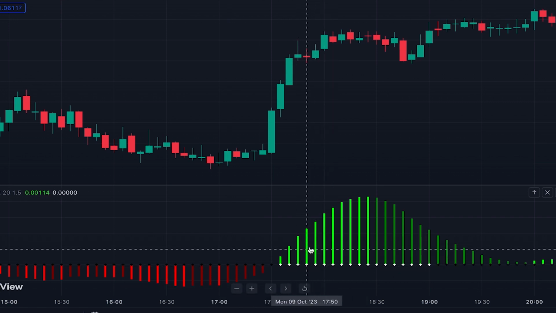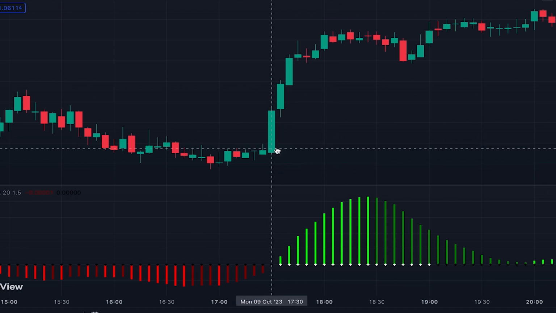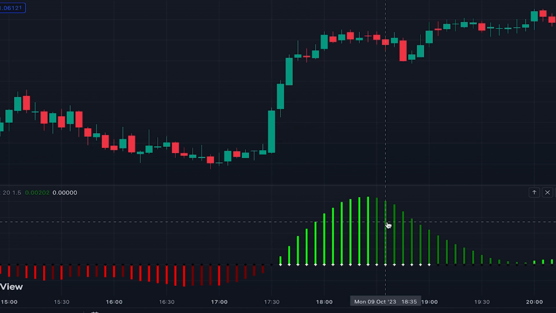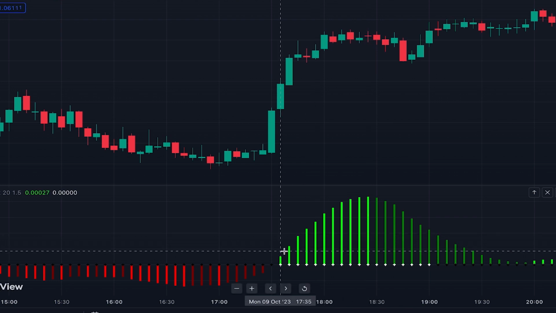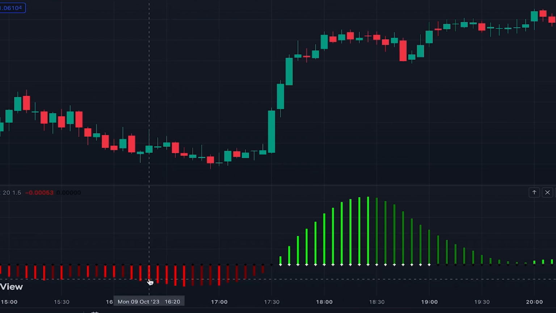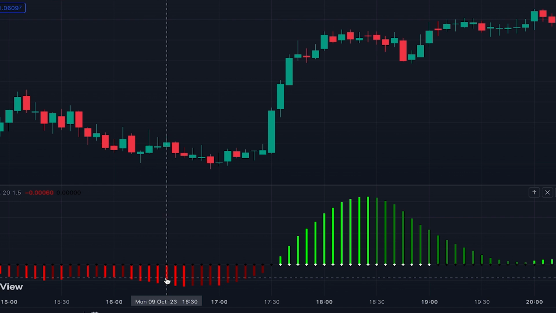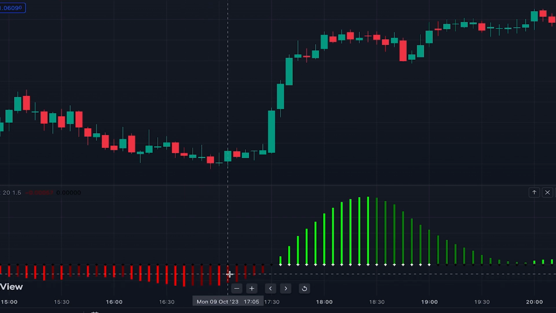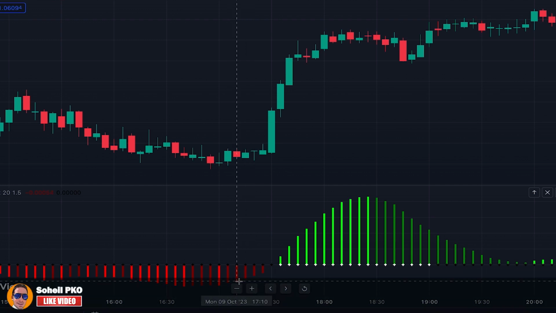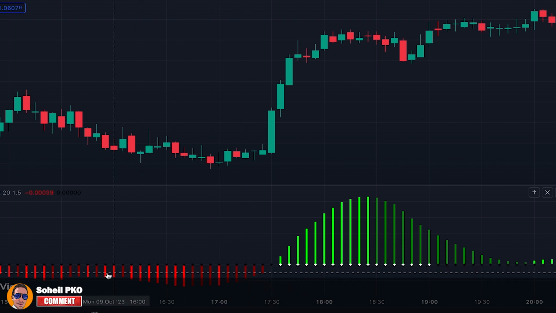When the histogram is light green, it shows the upside momentum is increasing. And when it becomes dark green, it shows the upside momentum is weakening. But as long as the histogram is above zero, the upside momentum is considered to be greater than the downside momentum. And in times that the histogram is red, when it's light red, it shows the downside momentum is increasing, and when it becomes dark red, it shows that the downside momentum is weakening. But as long as the histogram is below zero, the downside momentum is greater than the upside momentum. Of course, this analysis of momentum change is for the times that the market is not in a squeeze mode.